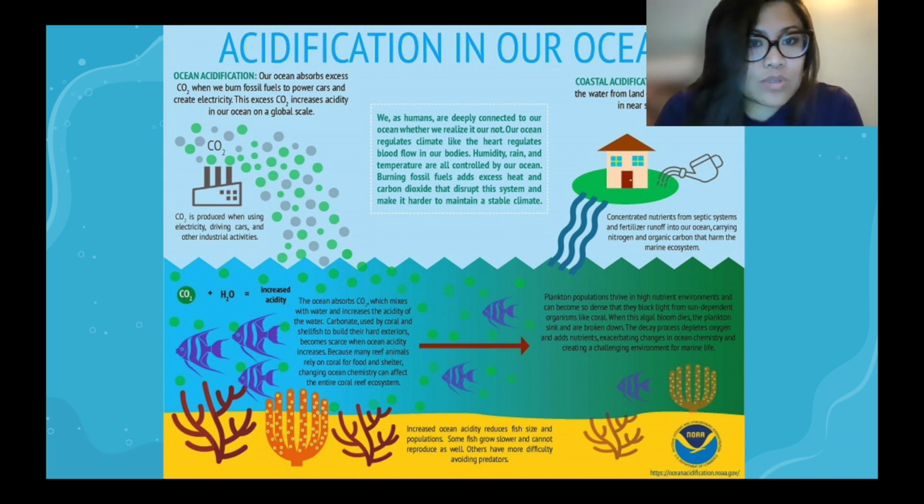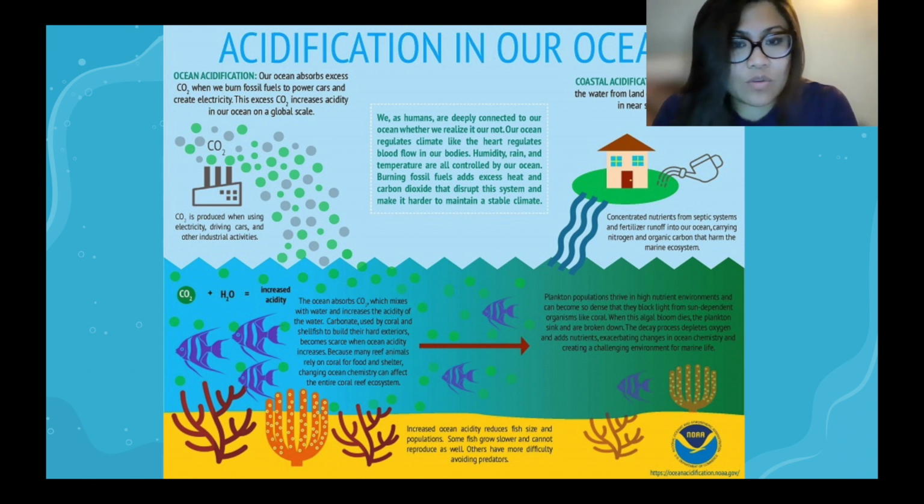So the CO2 is produced when using electricity, driving cars, and other industrial activities. The ocean absorbs the CO2, which mixes with water and increases the acidity of the water. Carbonate, used by coral and shellfish to build their hard exteriors, becomes scarce when ocean acidity increases. Because many reef animals rely on coral for food and shelter, changing ocean chemistry can affect the entire coral reef system.